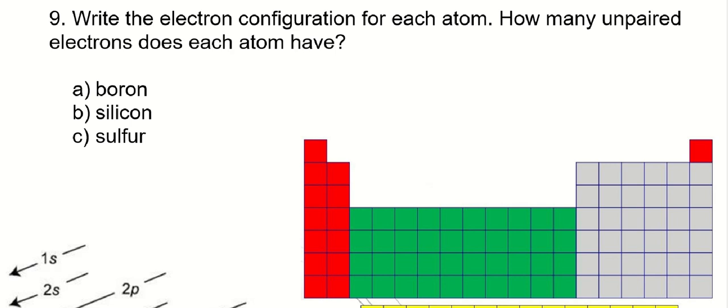Write the electron configuration for each of these atoms. How many unpaired electrons does each atom have? Boron, number 5, right over there in that spot.